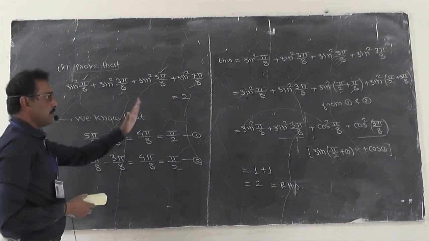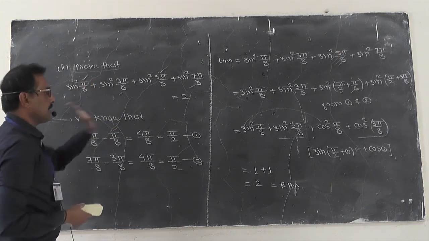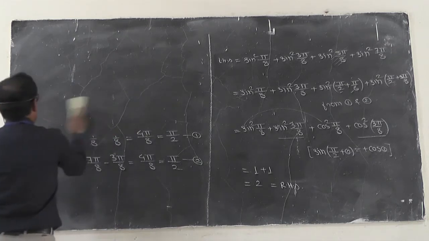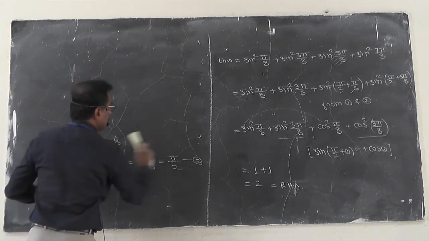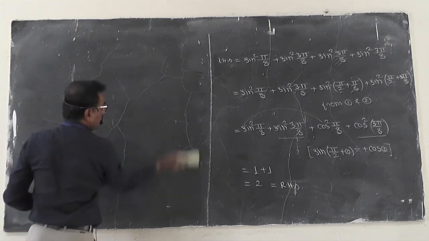Now take LHS and prove RHS. It is your basic concept. From that we have taken the answer equal to 2. It is your required result. I think we have completed the article. It is trigonometric functions of allied angle. Now we have to continue with the next.